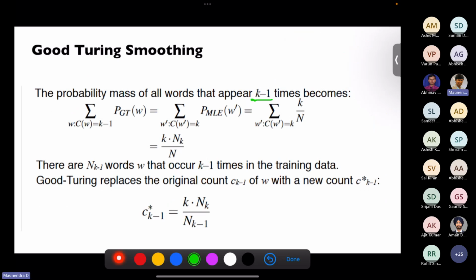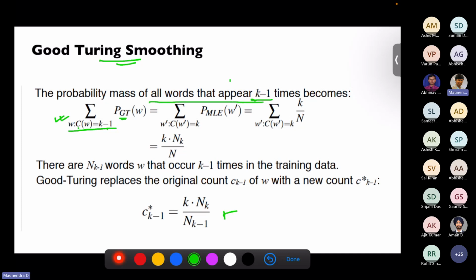So it becomes k into, this becomes the effective count. If we go through this slide and try to understand each point, the probability mass of all words that appear k minus 1 times, that becomes, so earlier, GT means Good Turing smoothing. This is also one kind of smoothing technique. The original probability, we are modifying it. So their total summation, probability of GT of W, the summation over all words such that their count is equal to k minus 1.